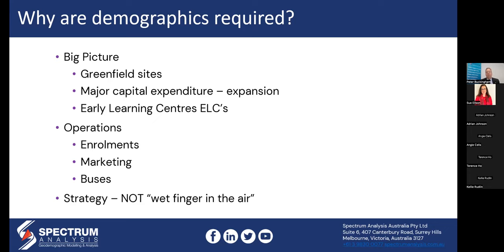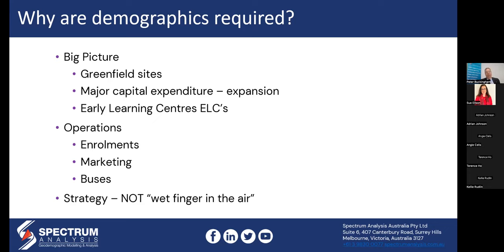These sorts of decisions are really required by your board if you're going to make a major capital expenditure, if you're going to expand your school, put in a music centre, put in a pool, whatever it is. These things are big investments. And most investors, banks included, want to know you're going to do it on a good basis. The other part we find interesting is early learning centres. No doubt that where the population is, where the children are, there's a huge demand for ELCs at the moment.